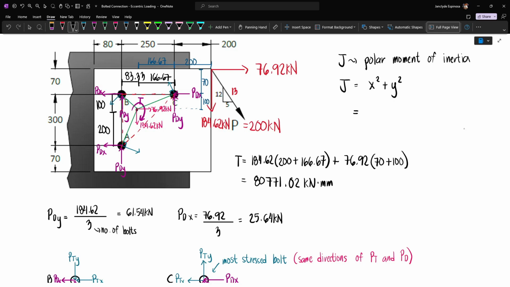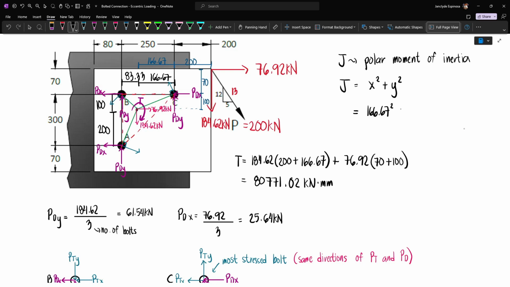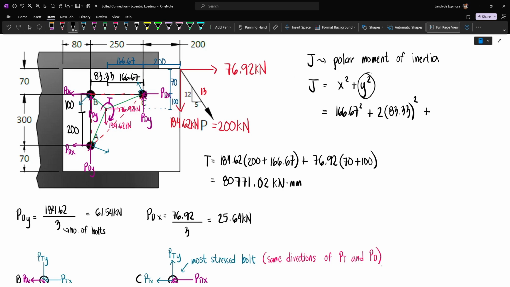So for distances along x, we have 166.67 squared from here up to here. And then we also have 83.33 for this bolt and also for this bolt, so we can just multiply that by 2. So we have 2 times 83.33 squared. Again, this is 2 because we have 2 bolts that have this distance from the centroid. And then we'll also add the summation of y squared, because essentially this is the summation of x squared and y squared. This is what you have to remember.